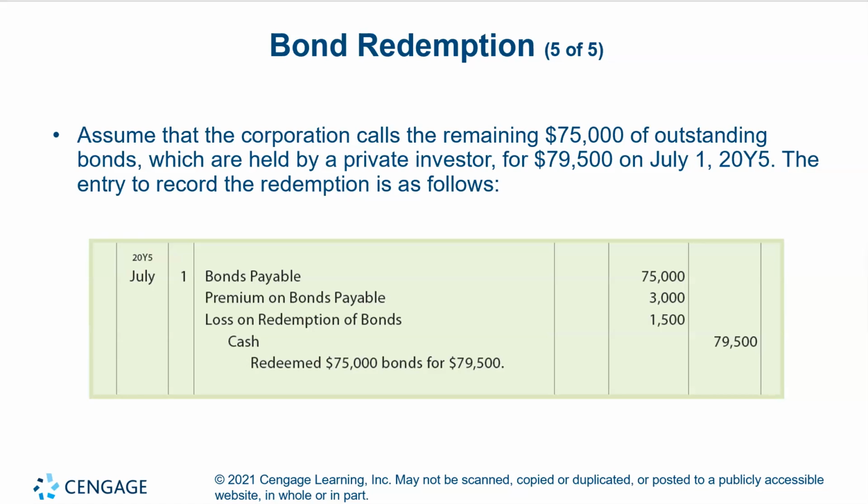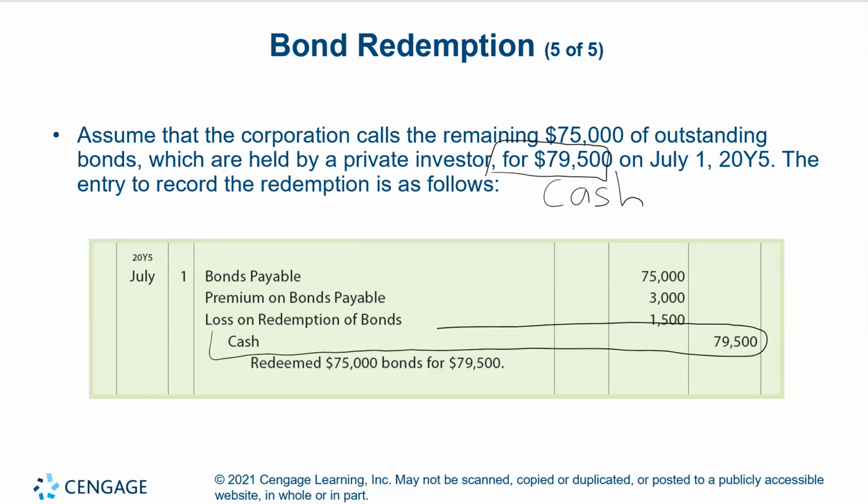This example is going to show what happens if we then redeem the remaining bond. So if we call the remaining $75,000 of outstanding bonds for $79,500, that means the cash that we're going to have to pay is $79,500 right here. And then the value in our liability is $75,000, so we need to get rid of that by debiting it. The remaining premium that we need to get rid of was $3,000, and in this case we had a loss.